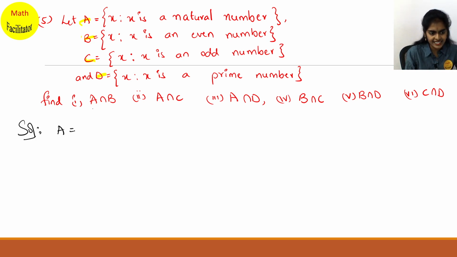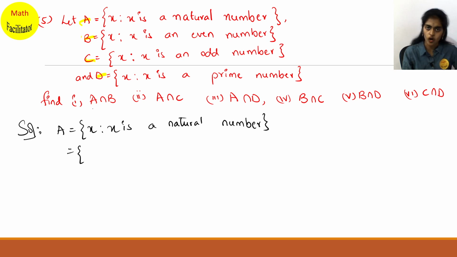So A is a set containing elements x such that x is a natural number. What does this mean? This set A contains all the elements, and all the elements belong to natural numbers. This is the literal meaning. So we all know that natural numbers start from 1, right? So 1, 2, 3 and so on to infinity. These are natural numbers. This is set A.